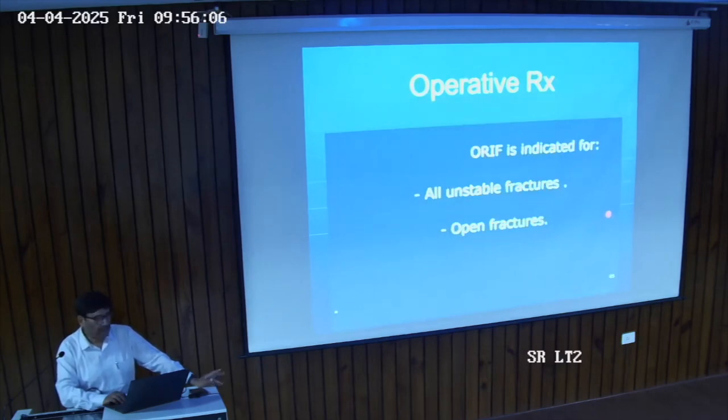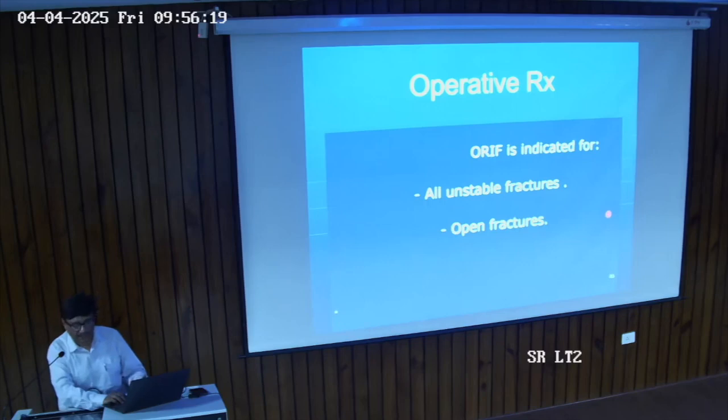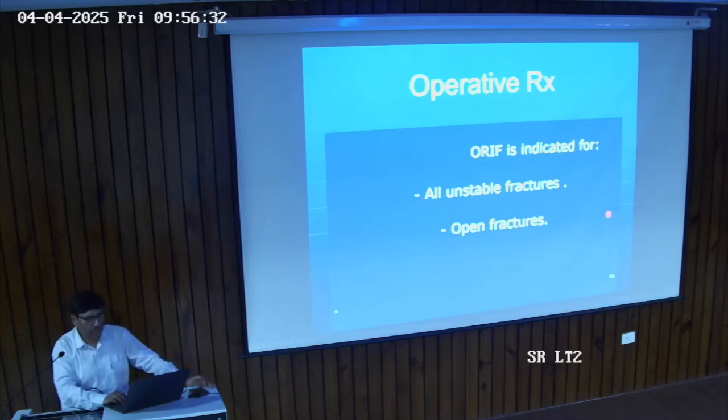Operative treatment obviously is now reserved for all unstable fractures and all open fractures. What is an open fracture? A fracture in which there is a wound associated with it, where the fracture has been exposed to the exterior. So there is potential danger of infection, the bone getting infected. We must do a surgical debridement, and in such cases we make use of this opportunity and internally fix the fractures.